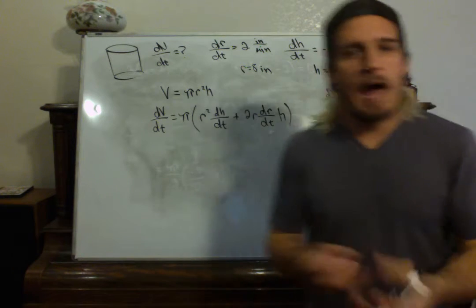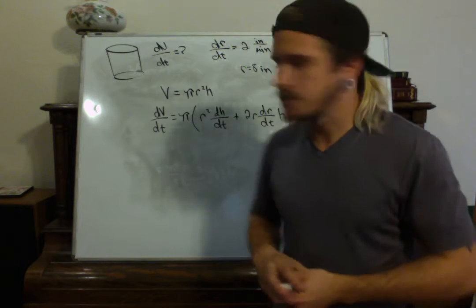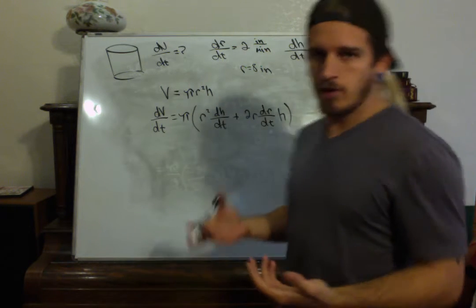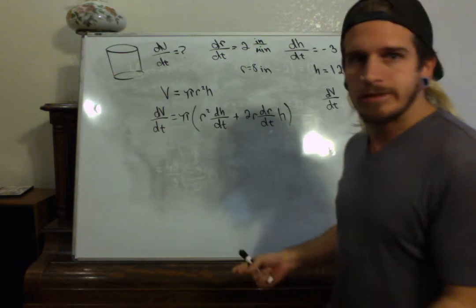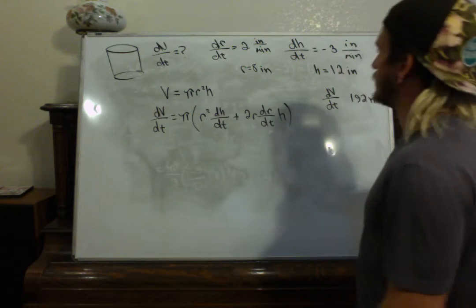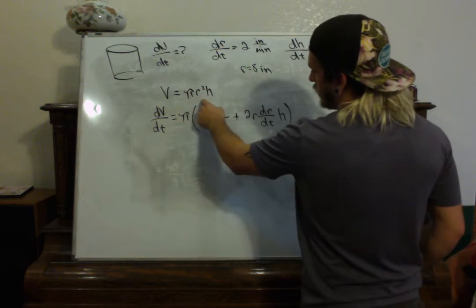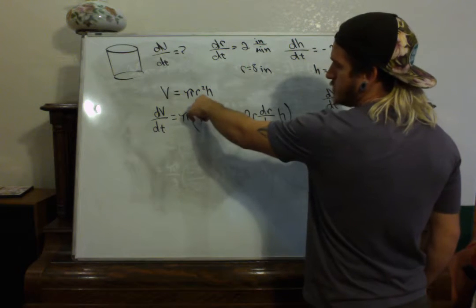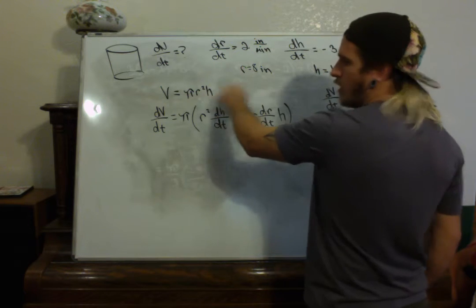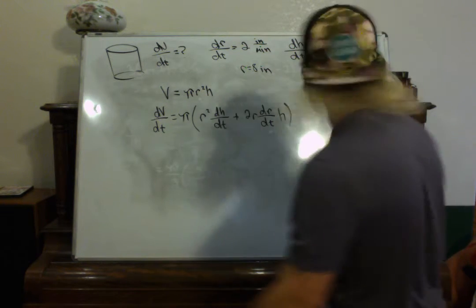But let's say you absolutely despise the product rule. You just did not want to do it. There is another way you can solve this problem. Now, it's a little bit longer, but let's say you don't care. You just don't want to use the product rule. We could avoid the product rule by only having one variable, which means we'd either have to substitute h in for r or r in for h. We'd have to establish a relationship between the two of them.